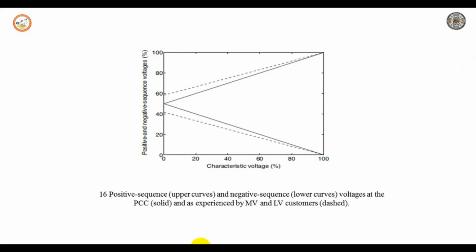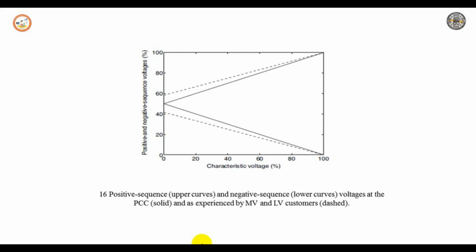The voltage dip at the PCC is calculated with F equal to 1 per unit. The positive and negative sequence voltages are calculated using the standard expressions. The transfer from HV to MV is calculated by the set of equations which we discussed in our previous slides. The positive and negative sequence voltages are shown in this graph as a function of the characteristic voltage at the point of common coupling.